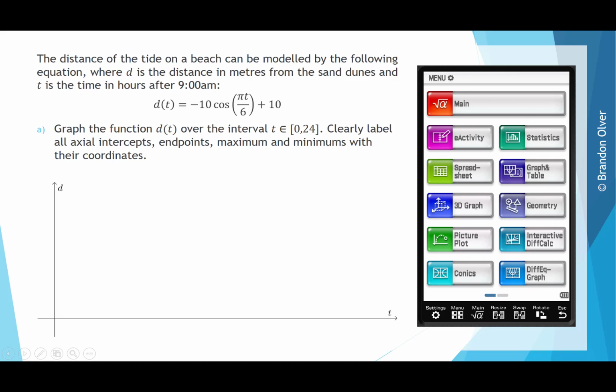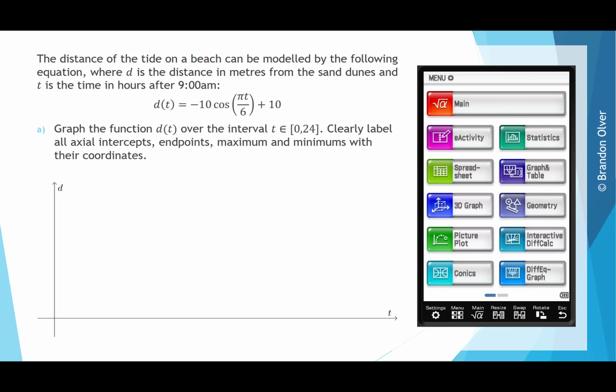The distance of the tide on a beach can be modelled by the following equation, where d is the distance in metres from the sand dunes and t is the time in hours after 9 am. So the equation is d(t) = -10 cos(πt/6) + 10. For part A, we are asked to graph the function d(t) over the interval t ∈ [0, 24]. Clearly label all axial intercepts, endpoints, maximums and minimums with their coordinates.